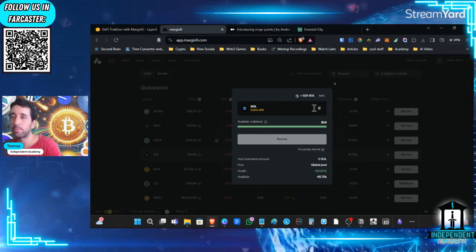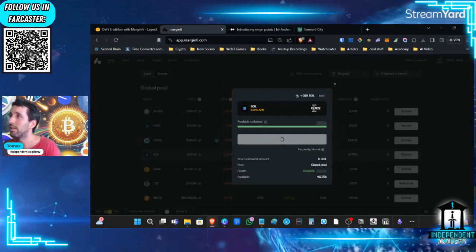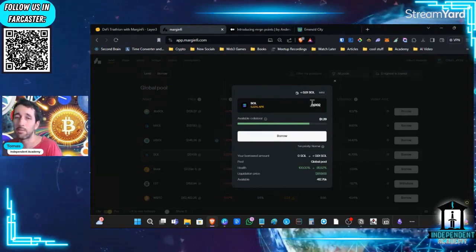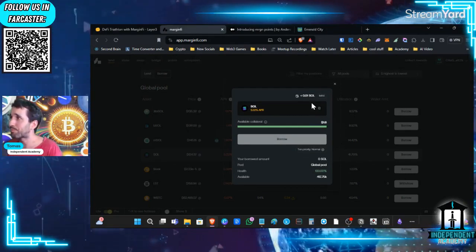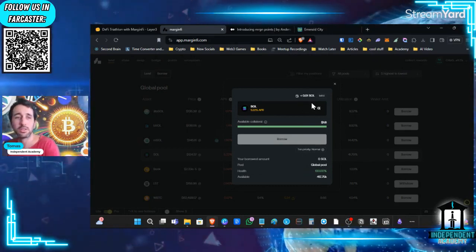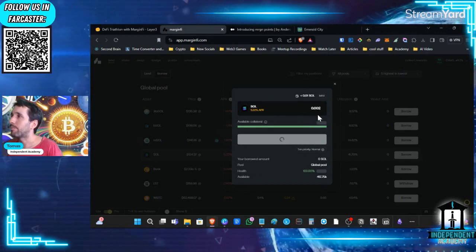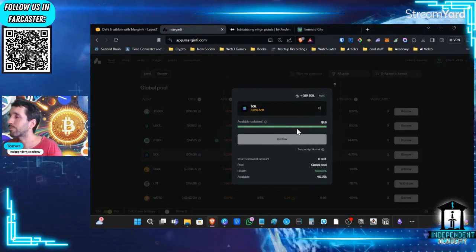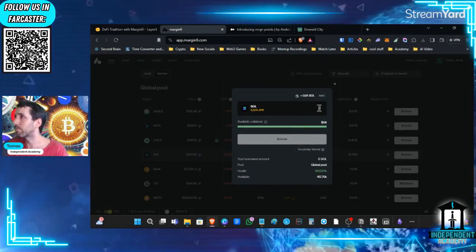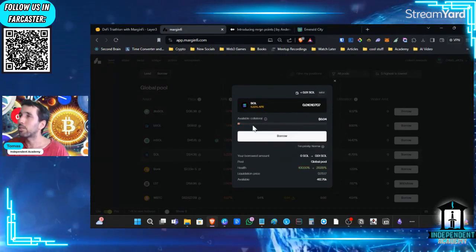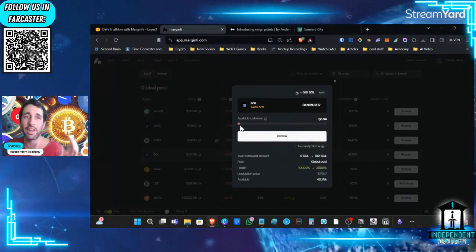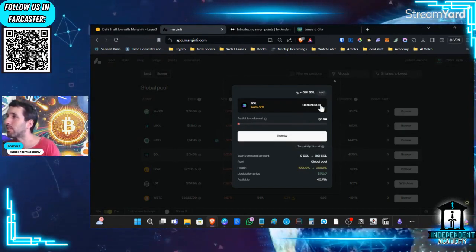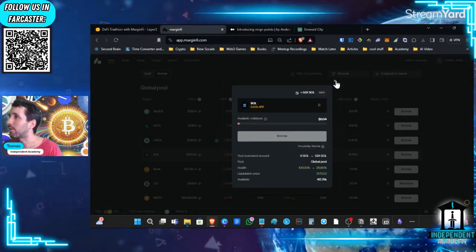So if, for example, I put 0.002, I am borrowing a lot less than my collateral, so my line of credit is very healthy. But let's go max. If I go max, you can see that it goes into very red, because I don't have a lot of difference between the value of my collateral and what I am borrowing. So yeah, I'm not going to do this now, but that's how it works.